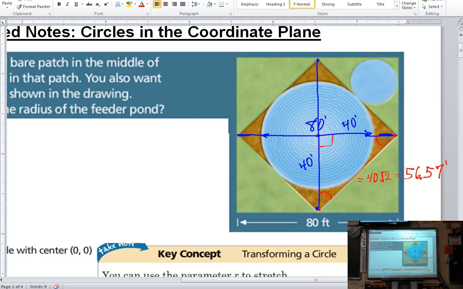And then, what does that distance actually give you, Megan? It gives you the diameter of the big circle. So that is 56.57. Cut that in half to get the radius. And that would be 28.285. 28.285 feet. Now still though, we need to get the small one.